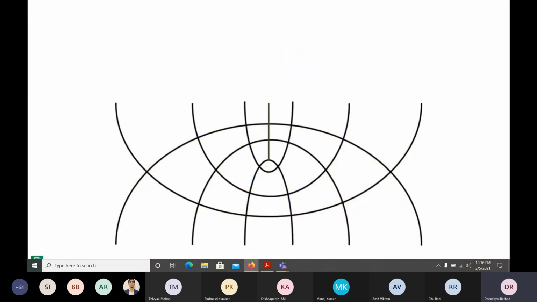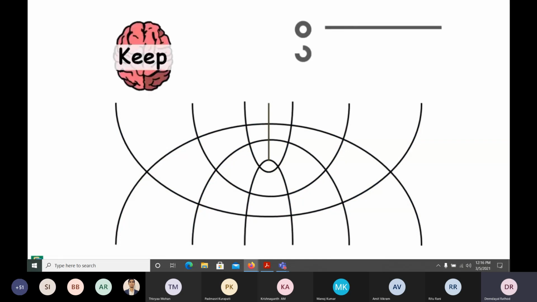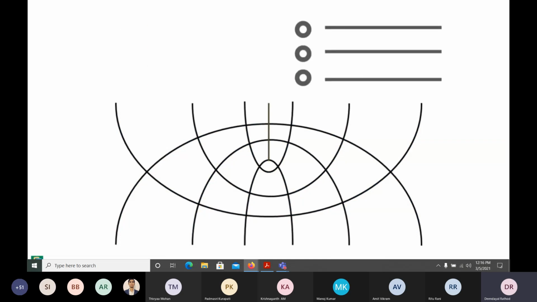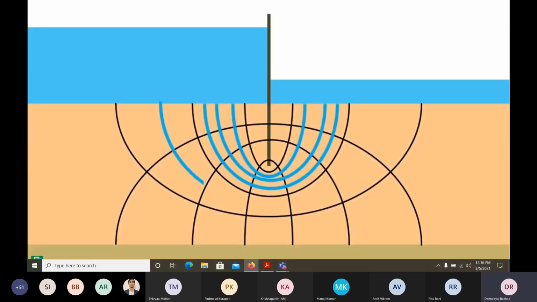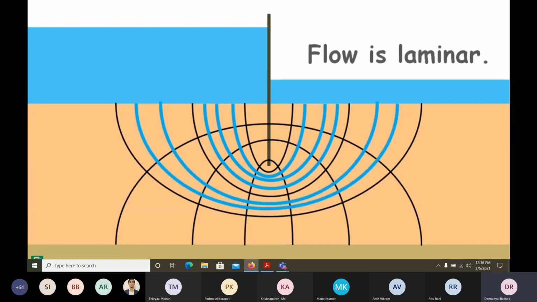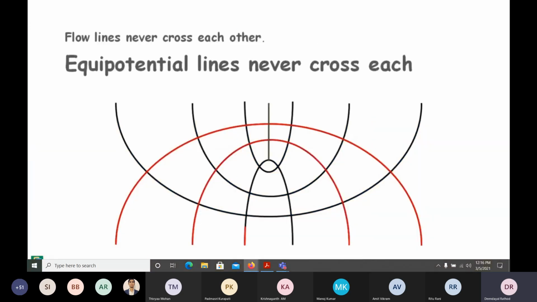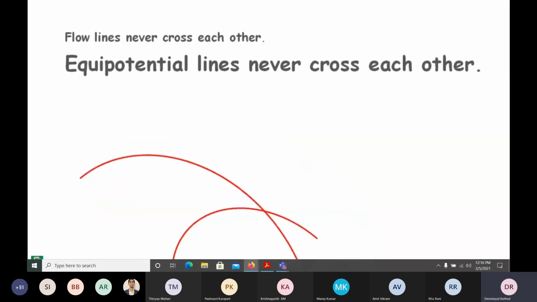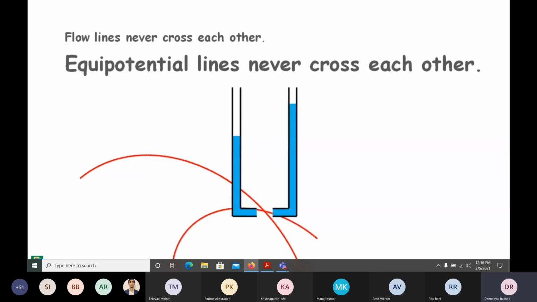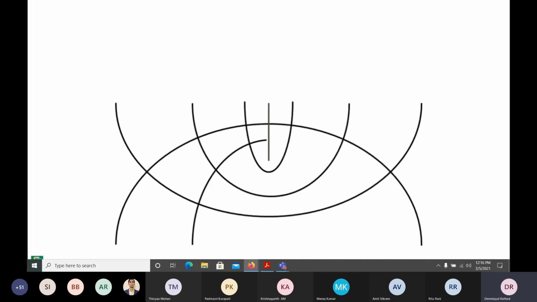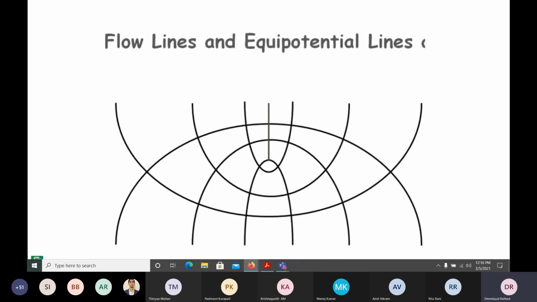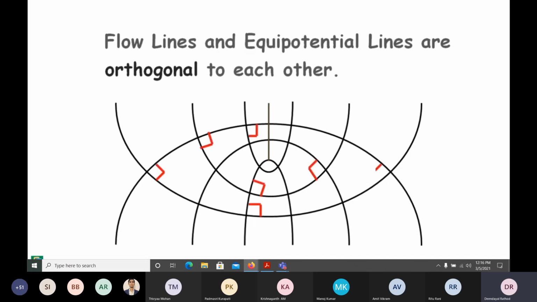To draw a meaningful graph, we need to keep in mind certain characteristics of the flow net. First, two flow lines can never cross each other because flow in soil voids is considered laminar. Similarly, no two equipotential lines can cross each other because if they cross at any point, then the total head at that point will have two values, which is not possible. The second characteristic of the flow net is that flow lines and equipotential lines are orthogonal to each other. That means they should intersect each other at right angles.